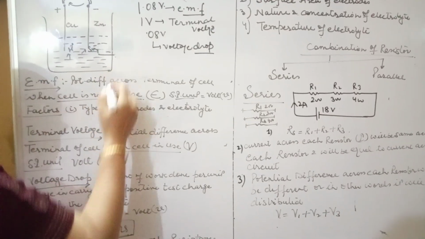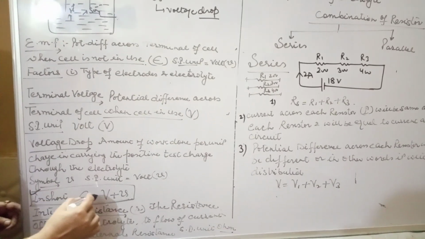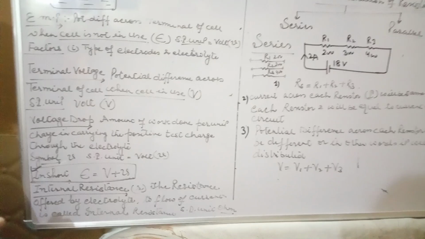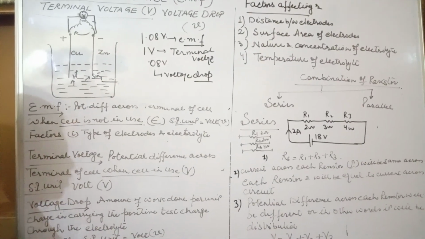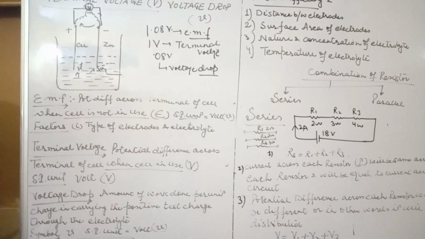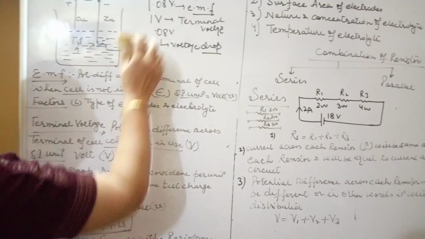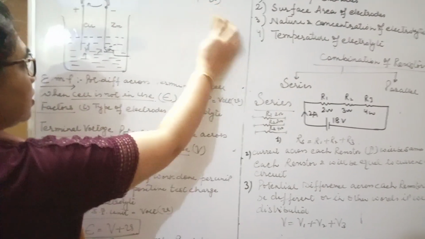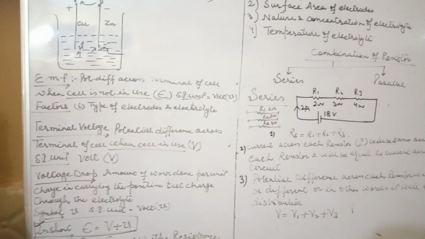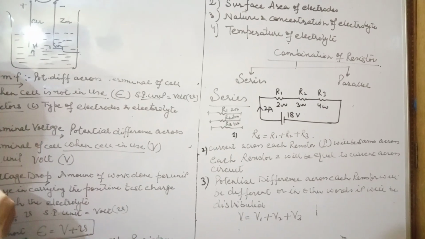So in short, your EMF is nothing but the potential difference plus the voltage drop. That's shown from here: 1.08 volt is equal to 1 volt plus 0.08 volt. Now I will tell you why there is a voltage drop, why we suffer the loss as soon as we switch on the cell.